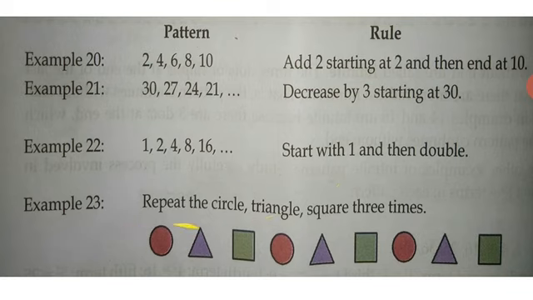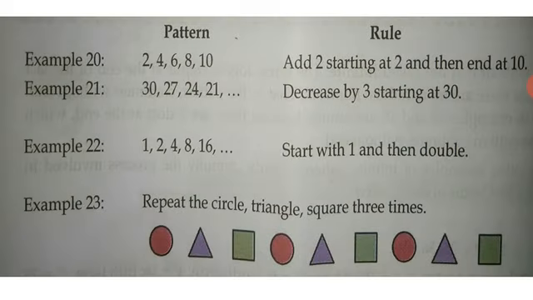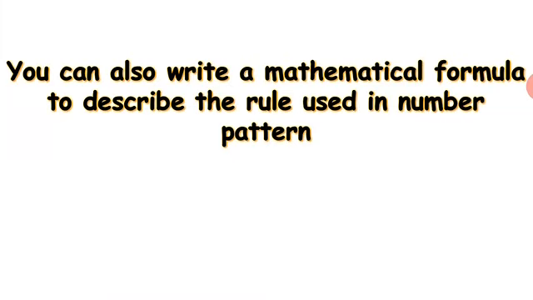Next, repeat the circle, triangle, square 3 times. So this is the first, the second, and the third one. So repeat circle, triangle, square 3 times.